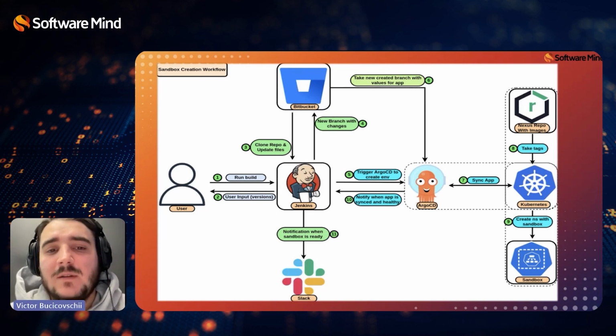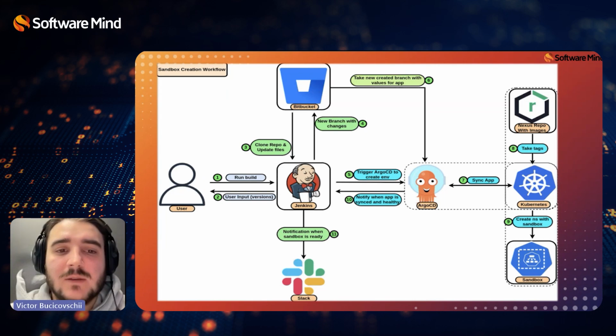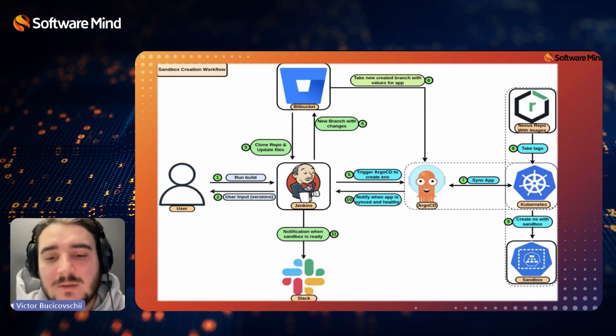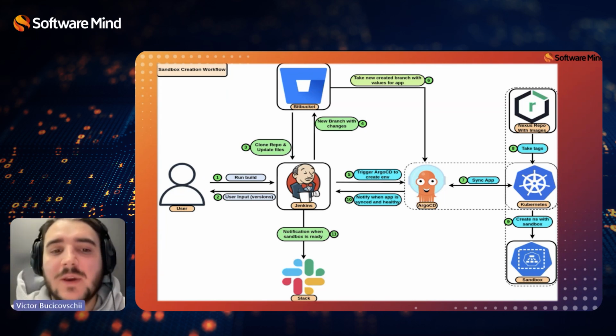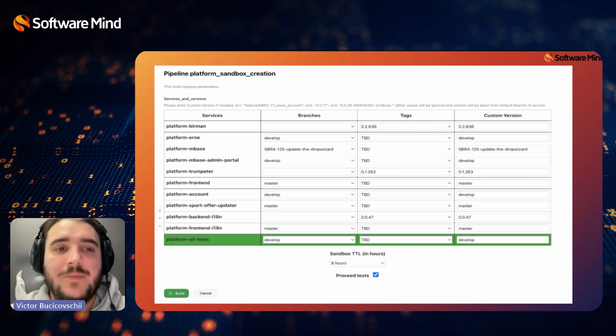After syncing, it notifies Jenkins, which sends a notification in Slack with information about the Sandbox, with time to live, name, endpoints, versions, and so on. This is how it looks in Jenkins after build with parameters. I'll go through it after the presentation.